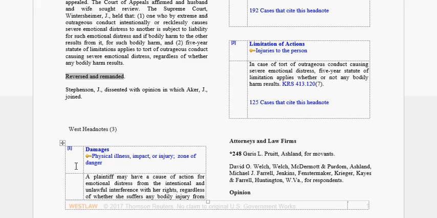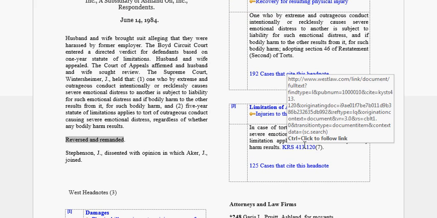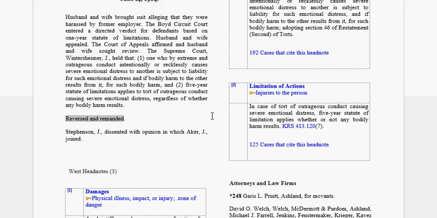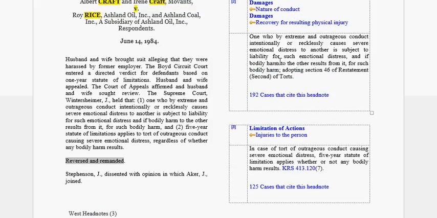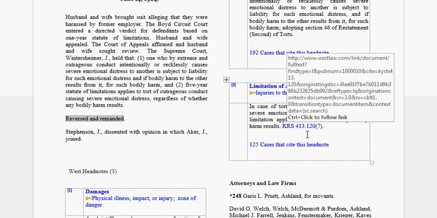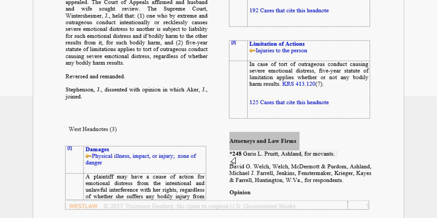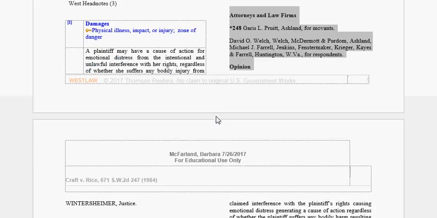These headnotes, these numbered paragraphs that you see here, this case has only 3 headnotes, which is a relatively small number. Cases can have up to hundreds of headnotes. These are, again, summaries of parts of the case. Sometimes you'll have a holding, not always. And they are not part of the opinion itself. They are editorial additions as well. Then you have the information about who the attorneys were, and then finally we get to the opinion.